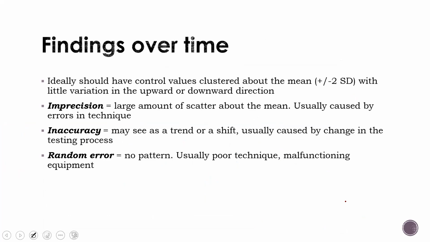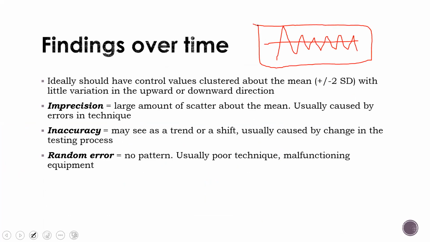Ideally, control values clustered about the mean with little variation in the upward or downward direction. Ganito daw dapat siya. Ganito lang siya. Supposed to be. Imprecision means a large amount of scatter about the mean, usually caused by errors in technique. So, looking at the graph pa lang pala, malalaman mo kung ang error niya is imprecision, malalaman mo kung ang error niya ay inaccuracy, or is it a random error.